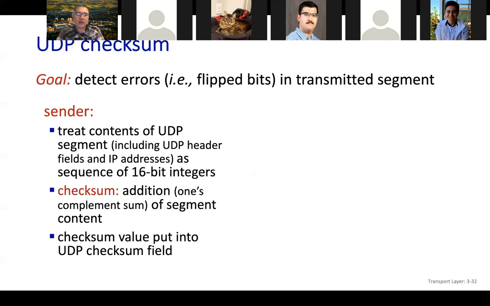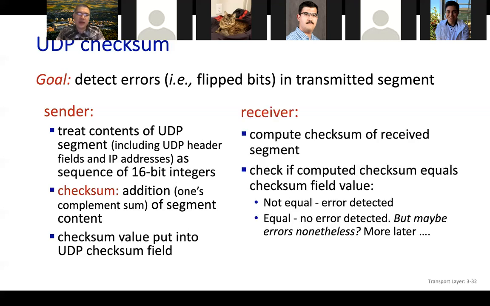The checksum value is put into the UDP checksum field, as we mentioned before, right? So there is a source IP, destination IP, checksum, and the length, right? So you can know the segment information based on these values. And the receiver just computes the checksum of the received segment. After you receive the segment, you recompute the checksum.